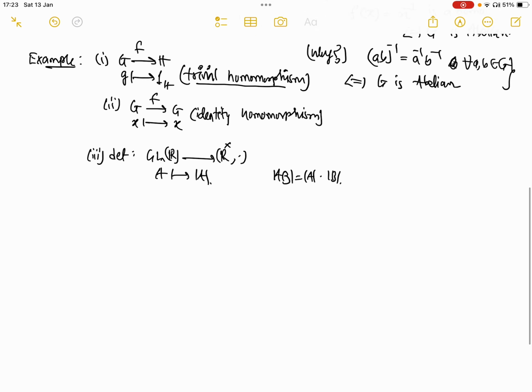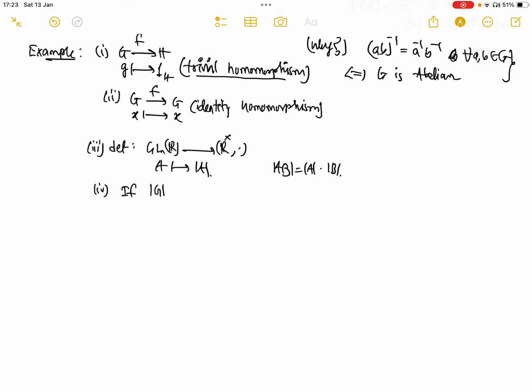Also you can take, say, if the order of G is odd, then consider this map, any g to g squared. Is it a homomorphism? Another question.